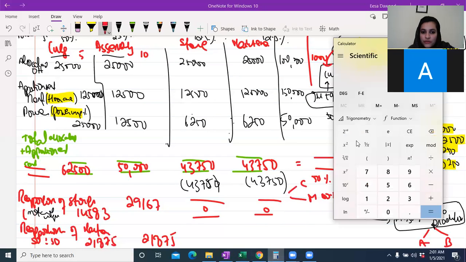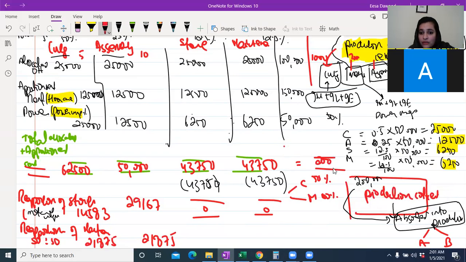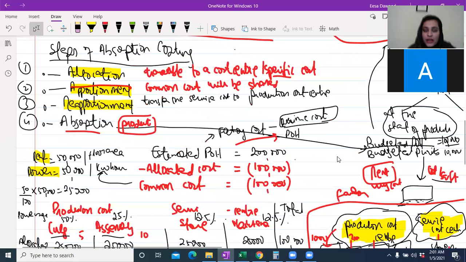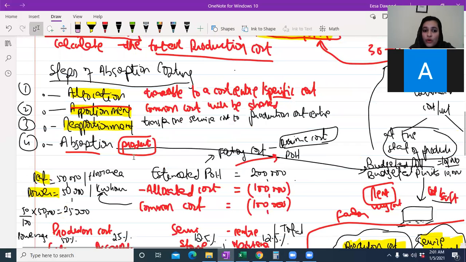It was, if you see, 62500 for cutting department, 50,000 for assembly department, plus 43750 for stores, and then 43750 again for maintenance department. So the total was 2 lakh. Yeah, we actually started with 2 lakh. You see that entire 2 lakh cost has to be absorbed into the products now, right? In the process of absorption.